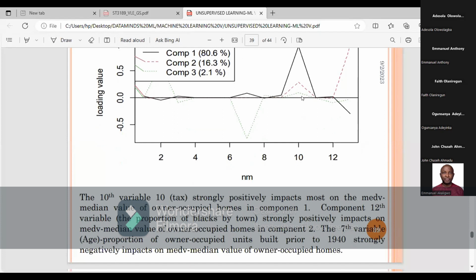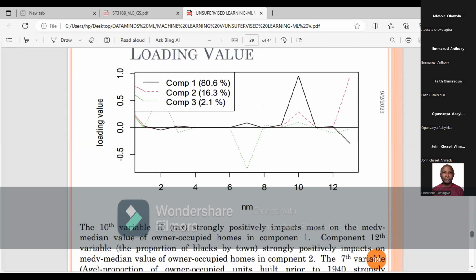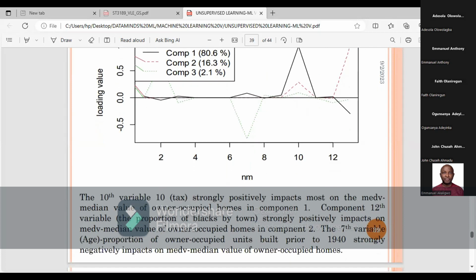Then the red one, which is what is it? Okay, now look at the red one. The red one towards the highest there is 12, and that 12, I think, is the proportion of blacks by town. So the number of blacks in the town determines the cost, or how they fix the rent or the cost of the house there.